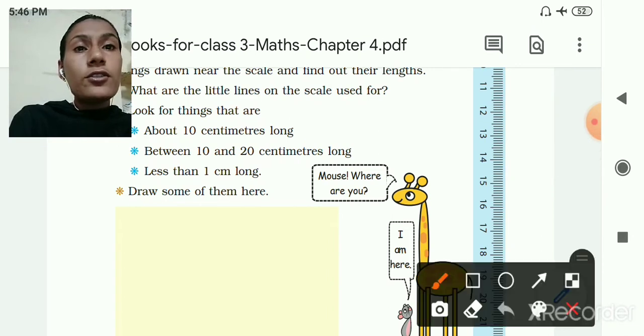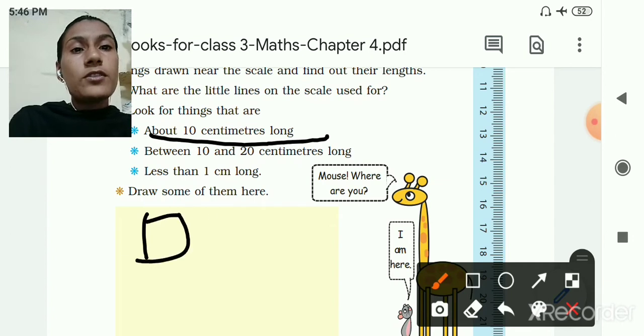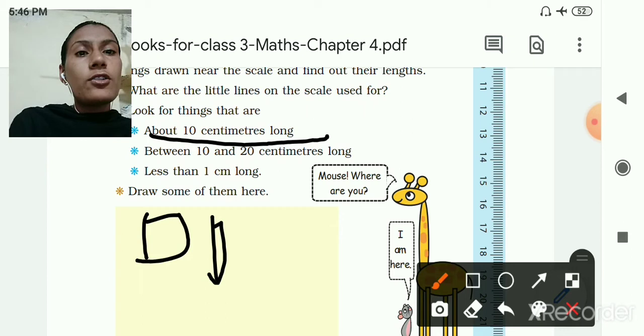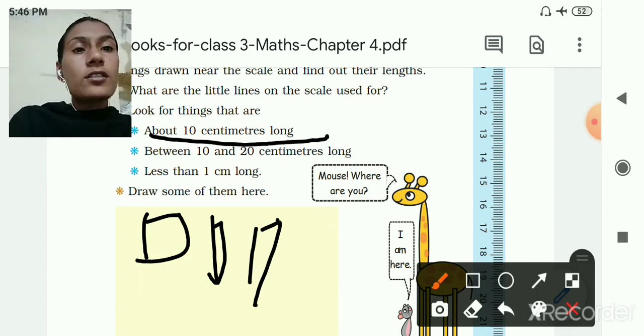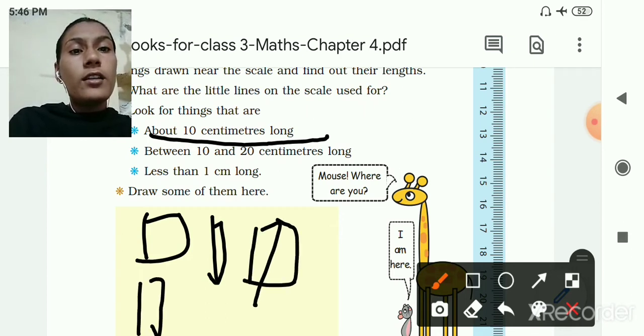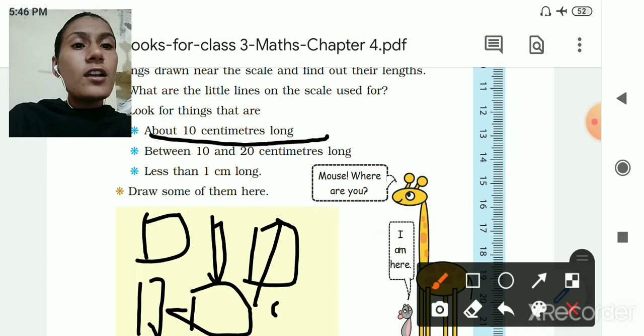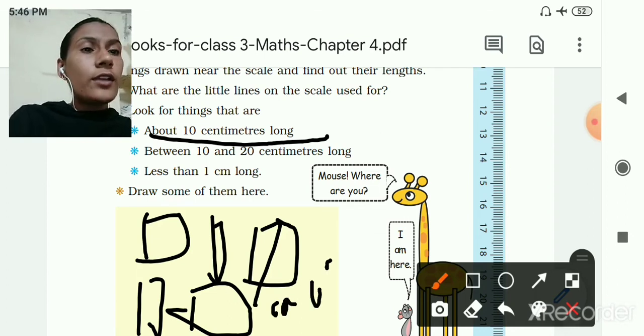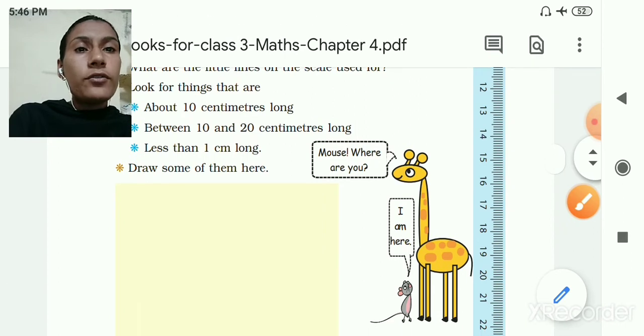So you can also draw 10 centimeter long things, for example, soap, screwdriver. Then between 10 and 20 centimeters long, that is lunch box, water bottle, then mug. Less than 1 centimeter long, you can also draw small beans, peas. So you can draw 3 or 4 things here.